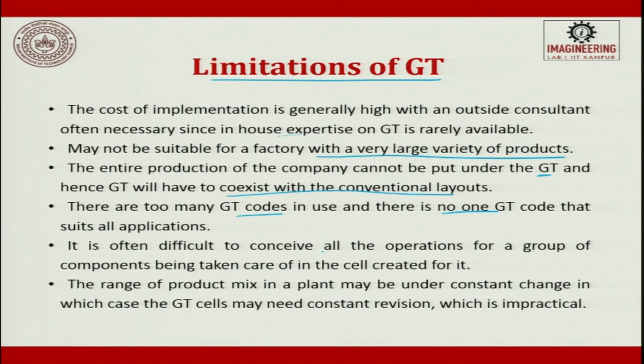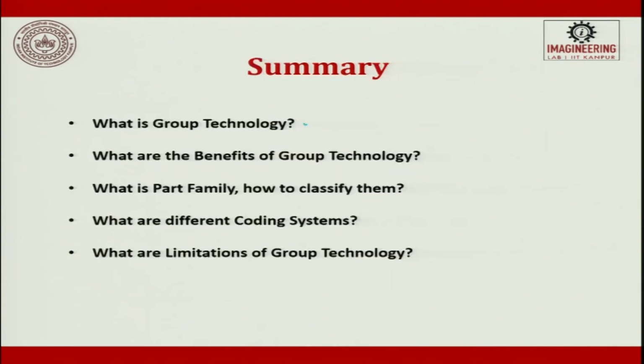It is often difficult to conceive all the operations for a grouping of components being taken care of in the cell creation. The range of product mix in a plant may be under constant change, in which case the GT cells may need constant revision, which is impractical. So, every time it has to change, and if the number changes, it becomes very difficult for them to implement it. So, to summarize, we have seen what is GT, what are all the benefits of GT, what is part family, how to classify them, then what are the different coding systems, and later we saw what are the limitations.